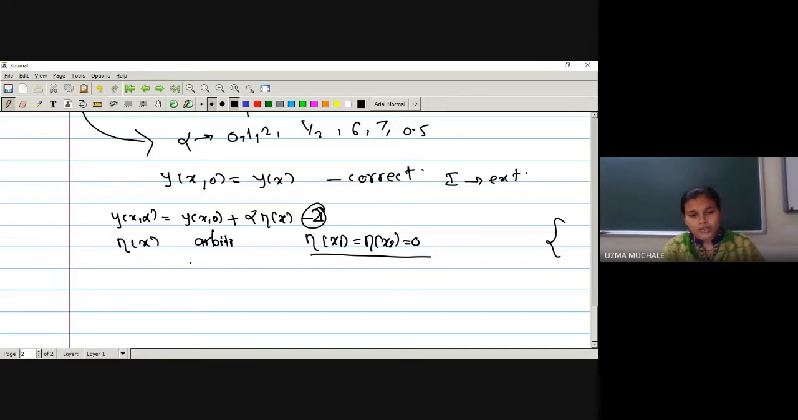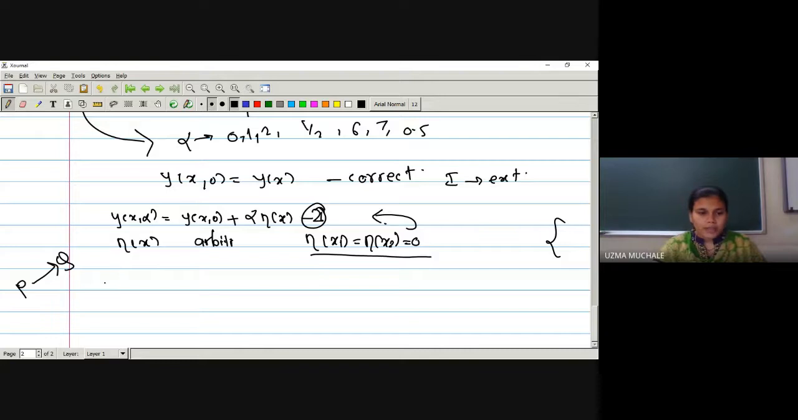The condition eta of x1 equal to 0, eta of x2 equal to 0 ensures that all the paths start from P and end at Q. Or rather, they are joining the 2 points P and Q. That means this condition ensures that all the curves of the family of equation number 2 pass through the 2 points P and Q.